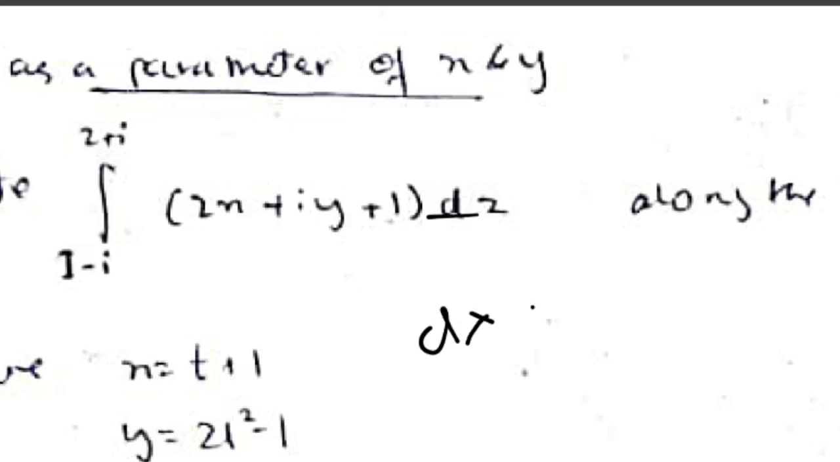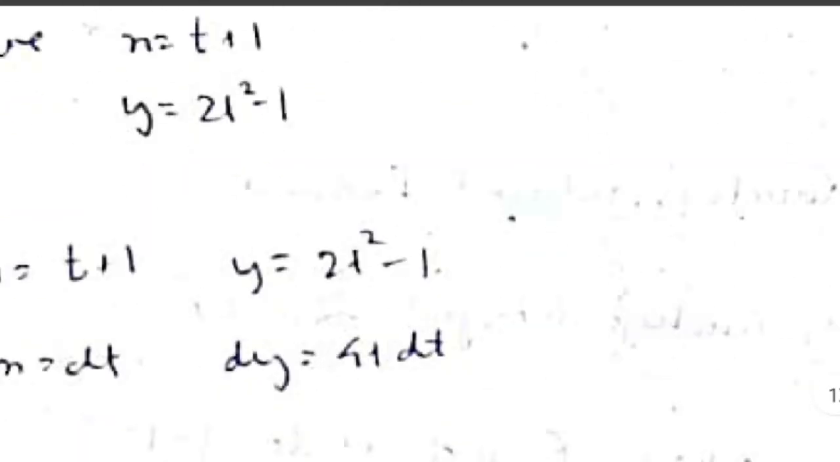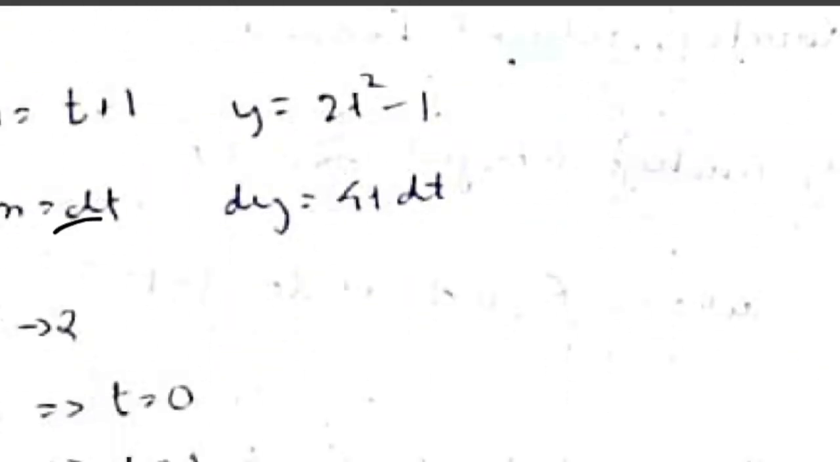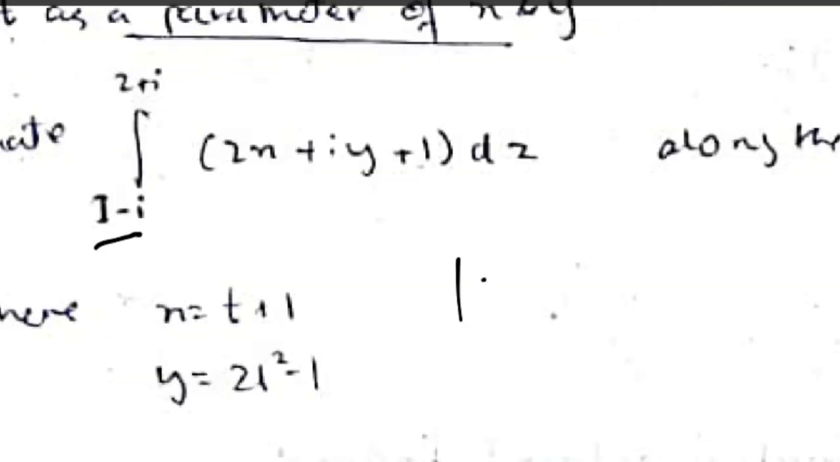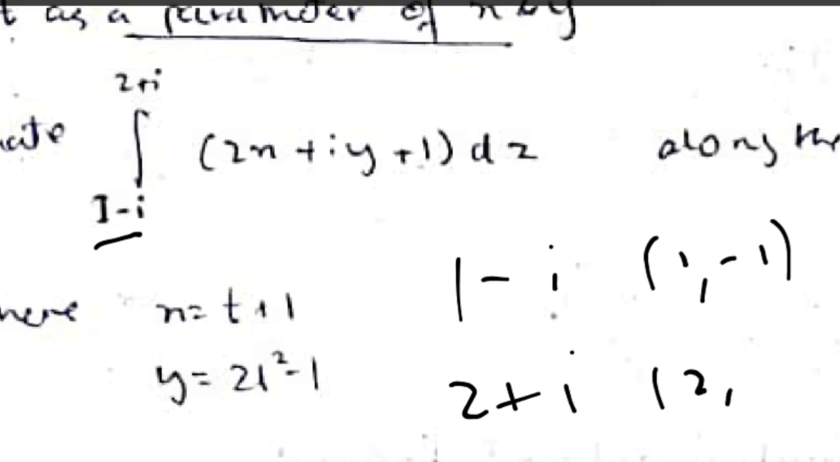Okay. So what is dz here? dz will be dx plus i dy. And the dx value in terms of t is found out here, dt and 4t dt. Okay. So by using these two equations, we will be finding out the value of dz and substituting the values of x and y as t, and the limits will also change. We have been given the limits 1 minus i and 2 plus i. By this you need to know what is the value of x and y. In this case the point is 1 comma minus 1 and here the point is 2 comma 1.